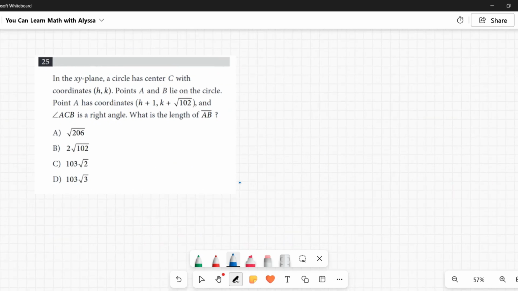25. In the xy plane, a circle has center C with coordinates (h, k). Points A and B lie on the circle. Point A has coordinates (h plus 1, k plus square root of 102), and angle ACB is a right angle. What is the length of segment AB?